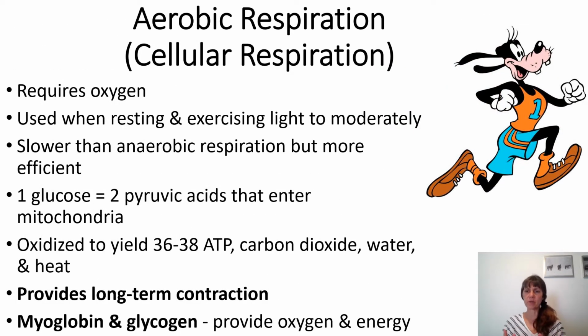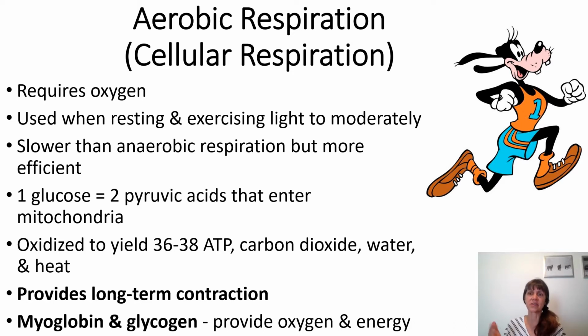Then we get to aerobic respiration, and sometimes this is also referred to as cellular respiration. This requires oxygen. It's used when people are resting or exercising lightly to moderately. The process of aerobic respiration includes a cycle of chemical reactions that's going to take longer. Therefore, aerobic respiration is going to be slower, but it's a lot more efficient in producing ATP. From 1 molecule of glucose, we get 2 pyruvic acids that enter the mitochondria and a yield of 36 to 38 molecules of adenosine triphosphate.